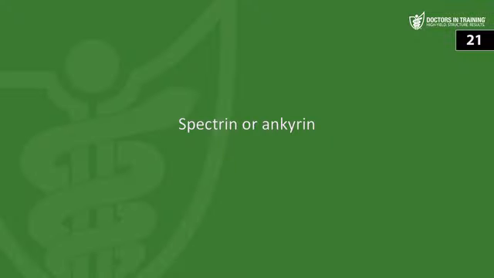Next, we have a genetic defect in which proteins result in hereditary spherocytosis. Remember that defect is going to mean those proteins spectrin or ankyrin. So this defect causes spherocytosis and that hemolytic anemia.